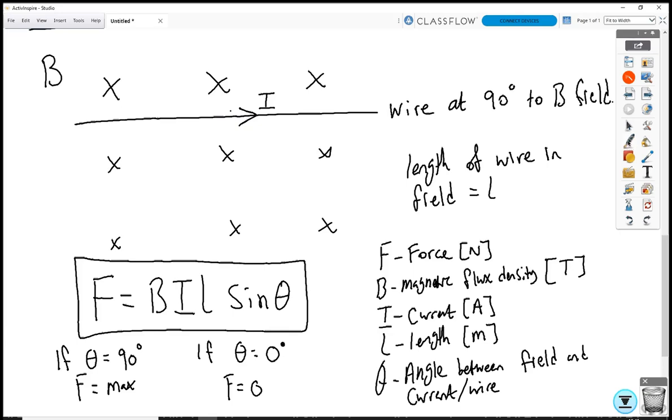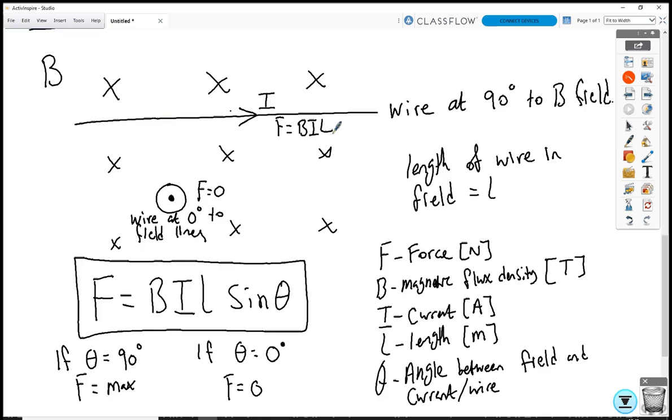If we drew another wire here, for example, let's say it was coming out of the field like this. So wire at 0 degrees to field lines. Then F of this one will be 0. And F of this wire is equal to BIL, because sine 90 is 1.